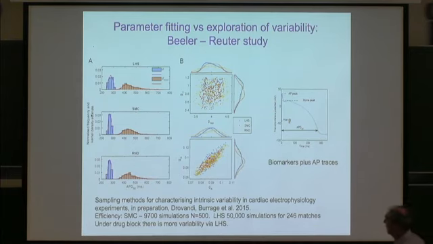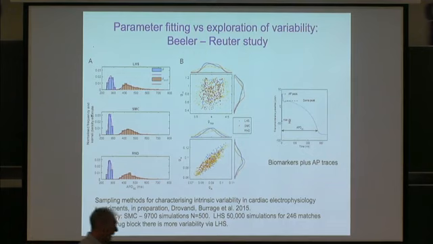So the take-home message for this little study is that if you want to build a population of models, Latin hypercube sampling is a very simple, parallelizable approach. It doesn't matter that much if you don't cover large sections of parameter space, because what we're doing is not parameter fitting, we're exploring variability, and it's a different question.